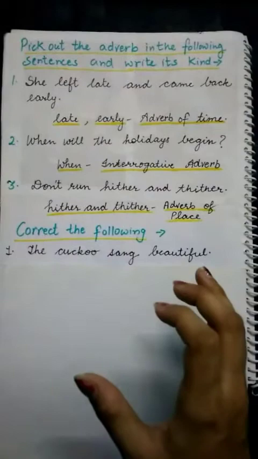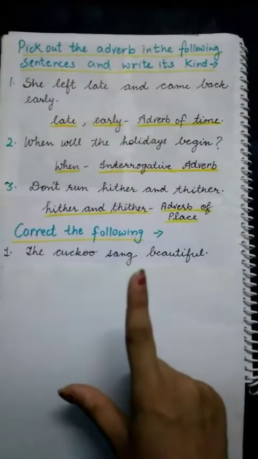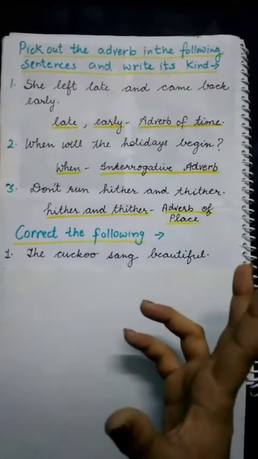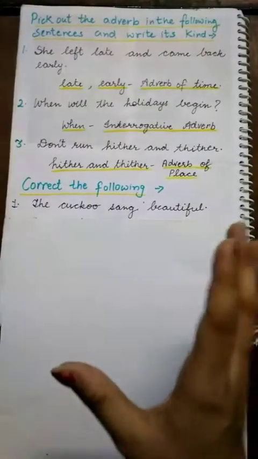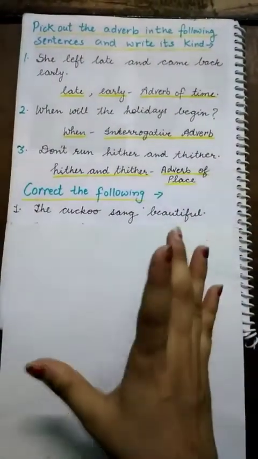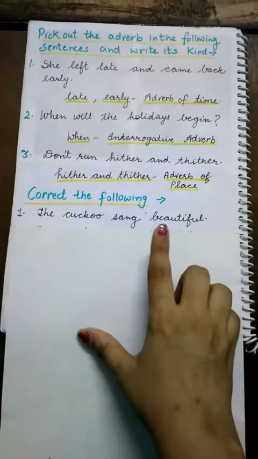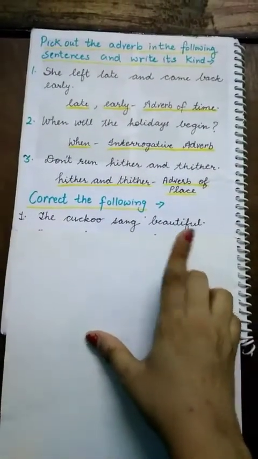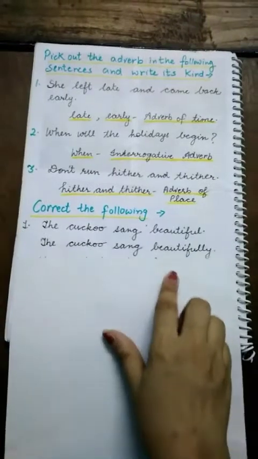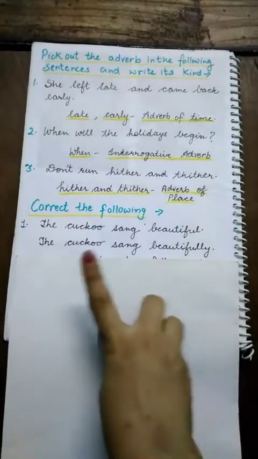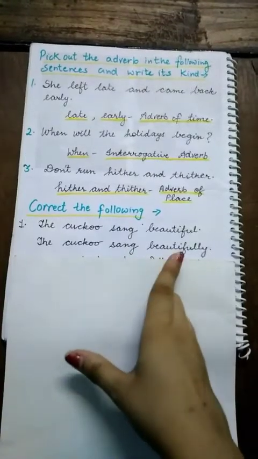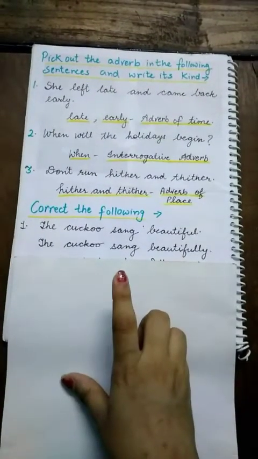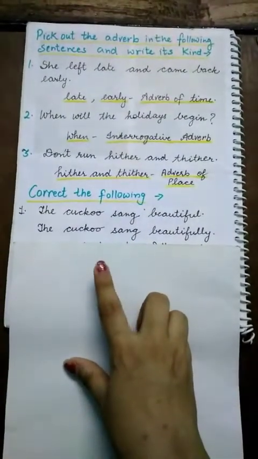Now let's read the first sentence. The cuckoo sang beautiful. Now tell me students, what is wrong here? Yes, very good. The correct use of the word beautiful as an adverb will be beautifully. So the sentence will be the cuckoo sang beautifully. Now let's move to the sentence number 2.